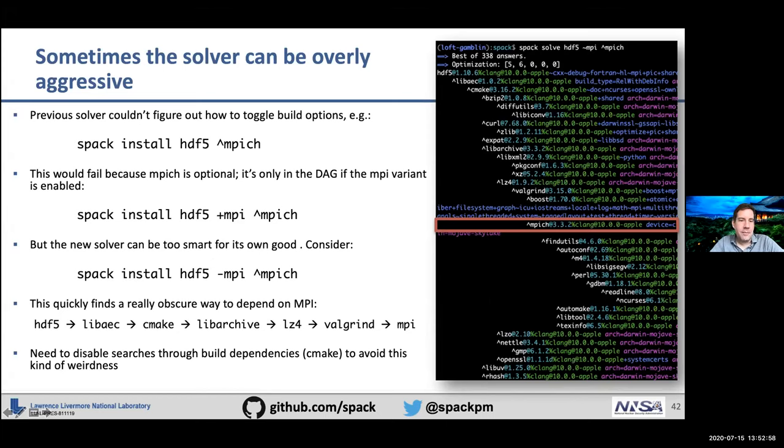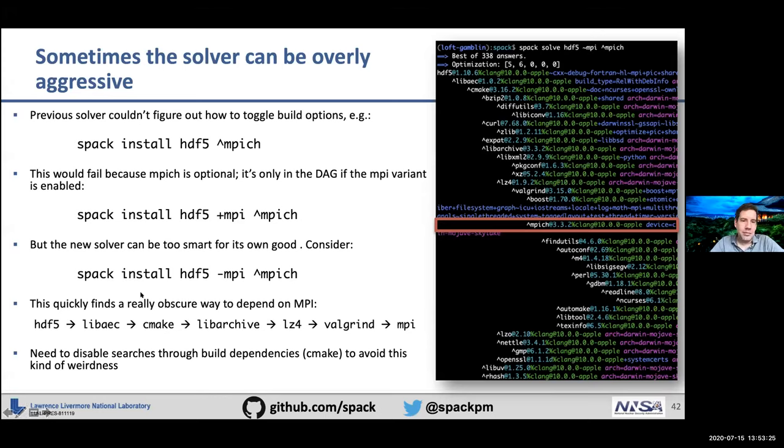And so, you know, that's not exactly what you would expect. That's not the greatest resolution. The trick here, I think, is that we are exploring through build dependencies here. And so we were able to get rid of this problem by just saying, when you say that a node has to be in a DAG, that doesn't mean that it should be reachable through some build dependency like CMake. Just explore through the link and run dependencies for the thing you're building, and you'll be fine.